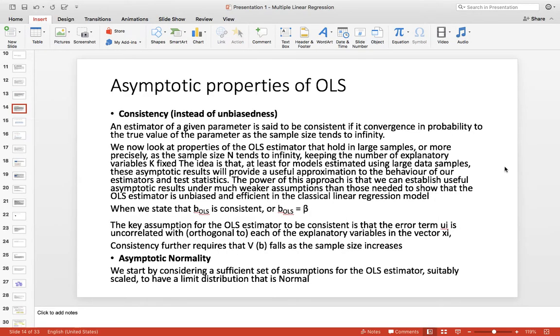So this is what it is: consistent. So it's consistent rather than unbiased. An estimator for a given parameter is said to be consistent if it converges in probability to the true value of the parameter. Meaning, if you get a value of b, as you increase the sample size, that value will get closer and closer to the real value of beta.